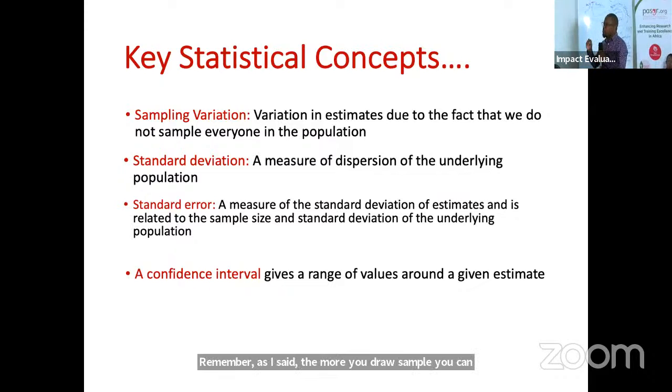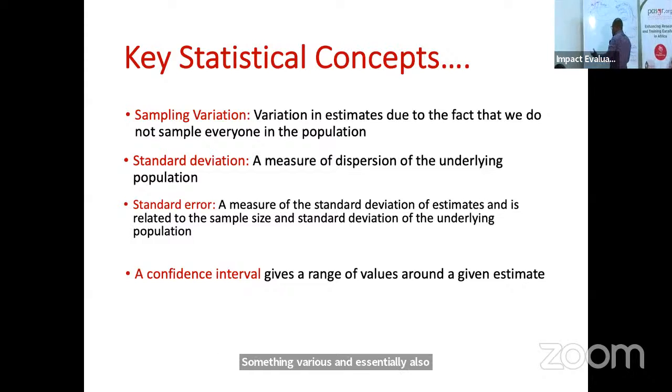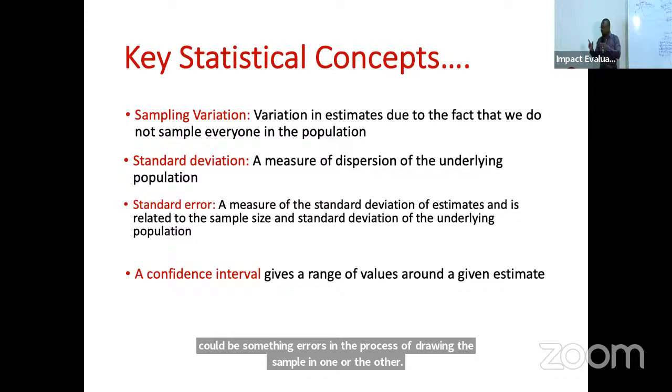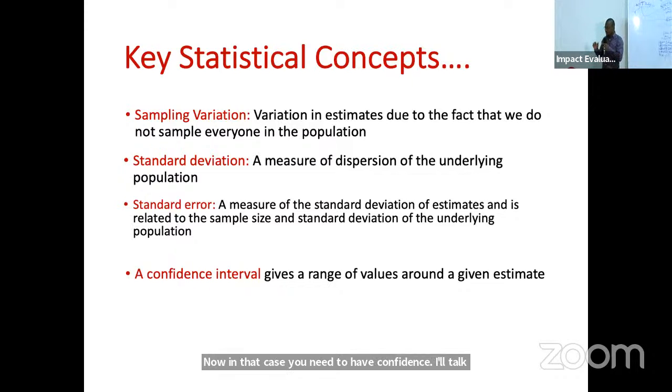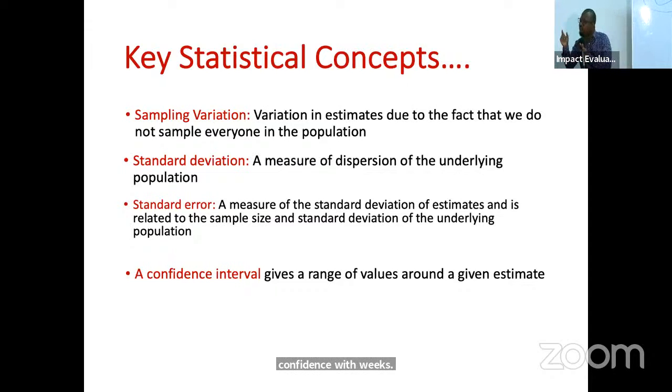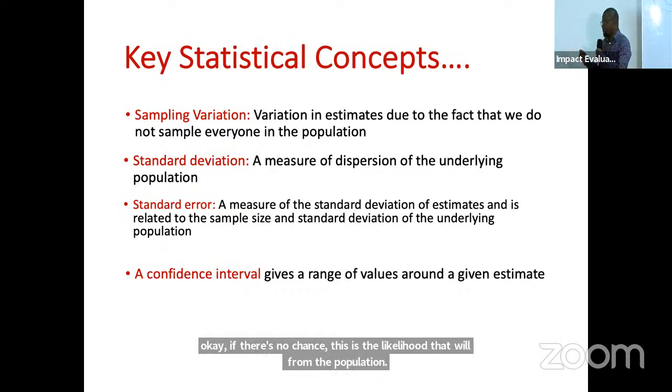Now, because of the possibility of sampling errors, as I said, the more you draw samples, you're drawing different people, you're likely to get sampling variations, okay? Sampling variation essentially also says there could be sampling errors in the process of drawing the sample in one way or the other. In that case, you need to have confidence. I'll talk about confidence interval when we talk of type 1, type 2 error very shortly. Confidence interval is the likelihood that from the population, we're going to draw a sample that is close to the population mean.